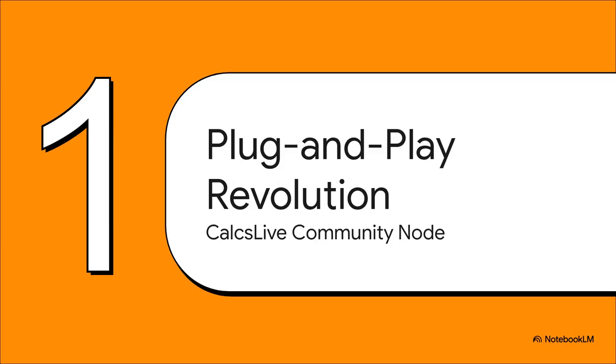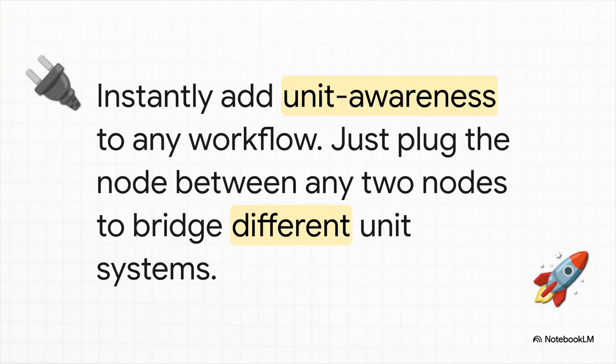So the big question is, how do we get to that beautiful after state? Well, the answer is a community node for n8n called CalcsLive. And trust me, it's pretty much a plug-and-play revolution for how we deal with calculations and data in our automations. And this is the whole point, really. This node lets you think in terms of physics or engineering or whatever your field is, not in tedious conversion formulas. You get to focus on the logic of your workflow and just trust that the node is going to handle all that messy unit complexity for you, automatically.